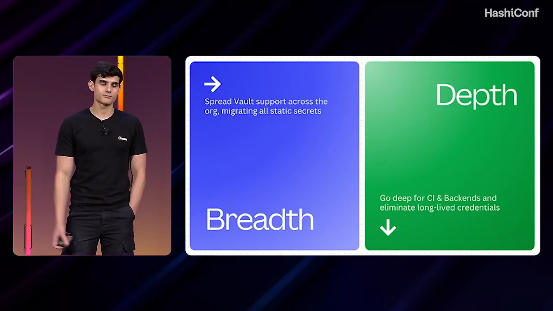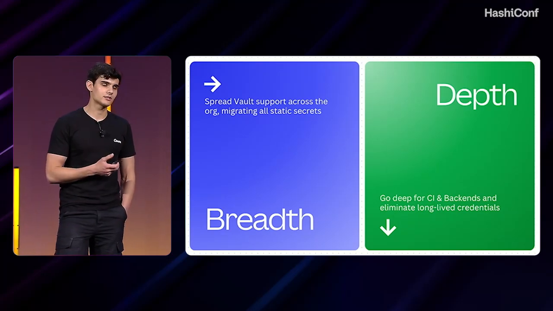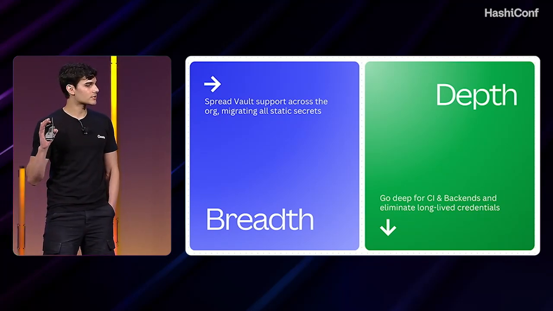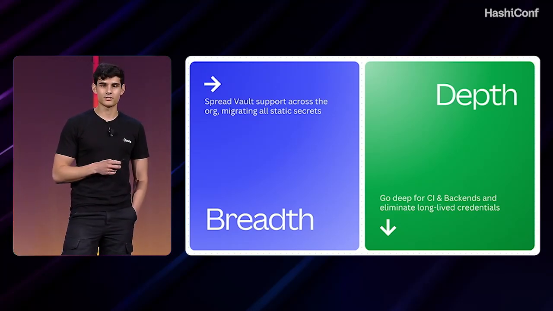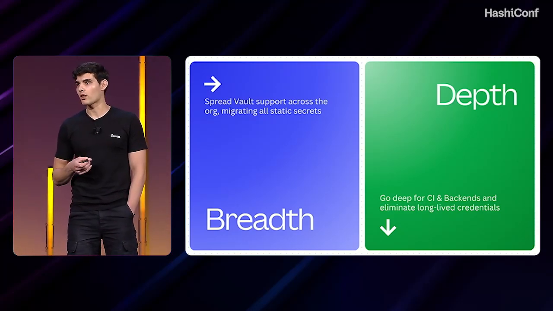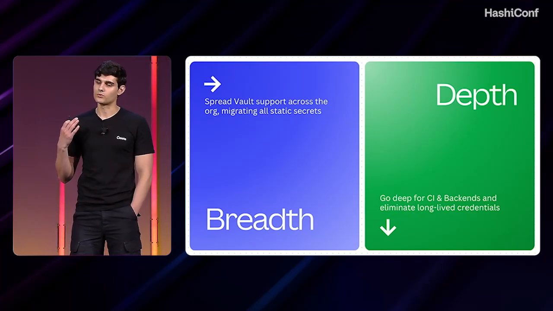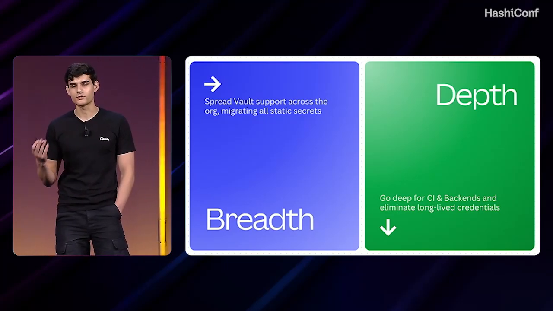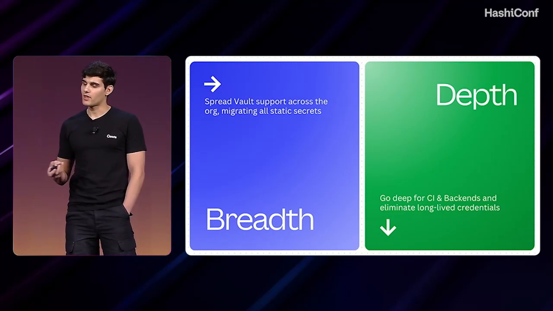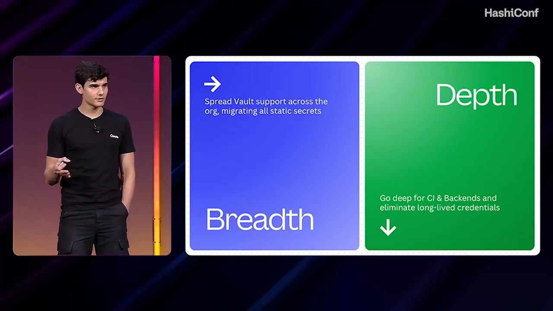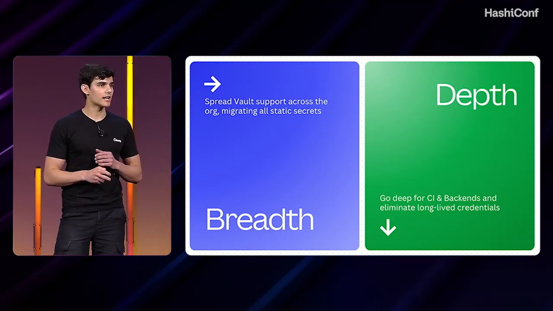So what's next? Well, over the next 2.5 years, we're thinking about secrets management in 2 dimensions. Firstly, breadth, spreading Vault support across the org and making Vault the source of truth for all static secrets. Here, we've got some more runtimes to support, like AWS Lambda, and we're also looking at things like secret syncing to support runtimes which aren't paved roads and won't be talking to Vault directly. Secondly, what brings us here today? Depth, providing more value for the runtimes that we currently support, so CI and backends, by using Vault to eliminate long-lived credentials.